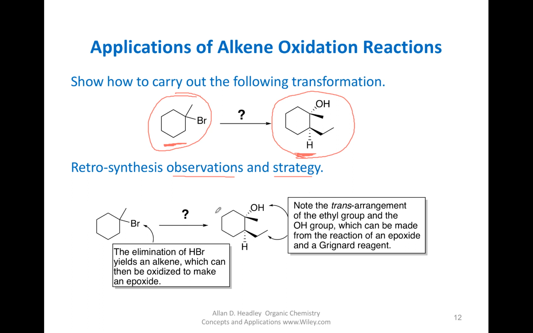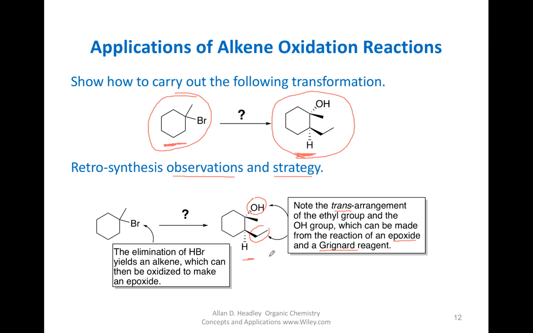So let's start by analyzing our target molecule here. The first thing that we will observe is the stereochemistry. The OH and this alkyl group, ethyl group, are trans to each other. So that should ring a bell, saying we can get a trans OH from an alkyl group by doing a Grignard reaction with an epoxide.